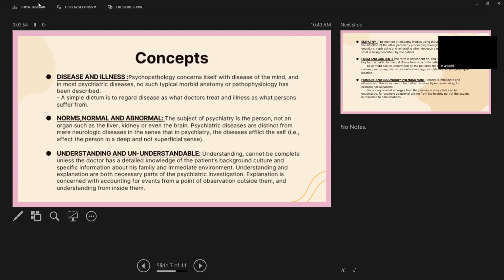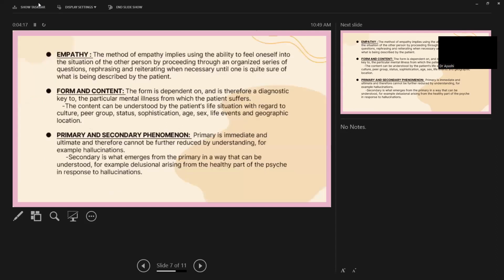Understanding and the ununderstandable. Understanding cannot be complete unless the doctor has a detailed knowledge of the patient's background, culture, and specific information about his family and immediate environment. Understanding and explanation are both necessary parts of psychiatric investigation. Explanation is concerned with accounting for events from a point of observation outside them, and understanding is from inside them.